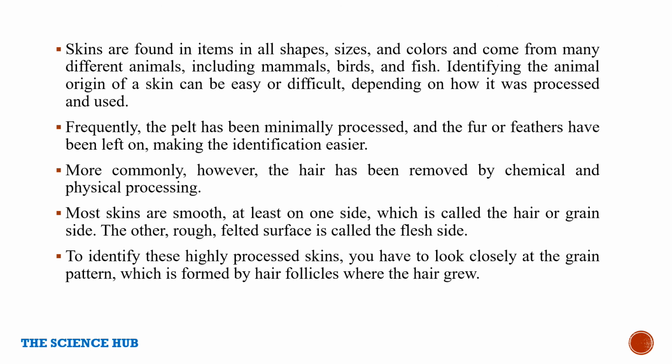Most skins are smooth, at least on one side, which is called the hair or grain side. The other rough, felted surface is called the flesh side. To identify these processed skins, you have to look closely at the grain pattern, which is formed by hair follicles where the hair grew.